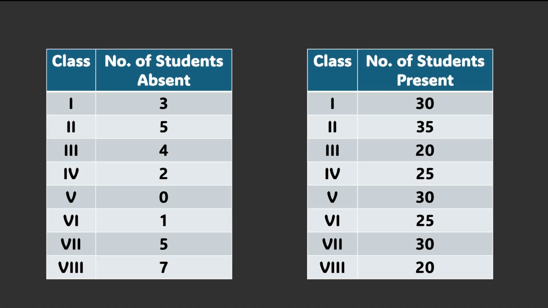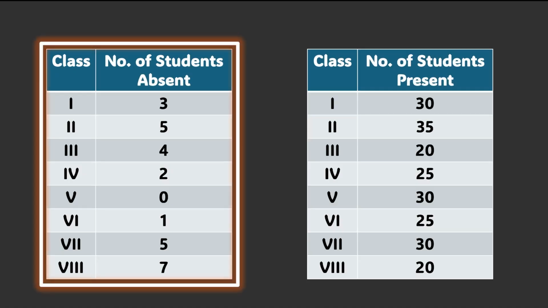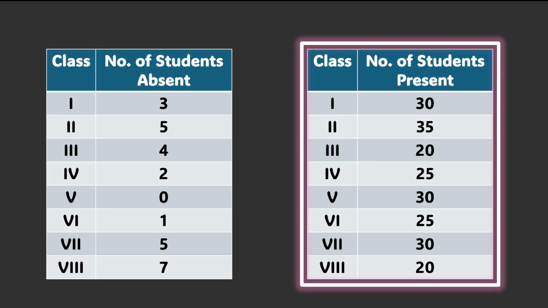The first one shows the number of students absent in each class on 11th February. And the second one shows the number of students present in each class on the same day. Notice that the number of students absent are much smaller than the number of students present in each class. This will affect the way we draw our pictograph.